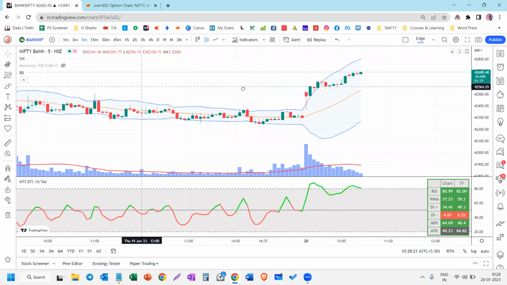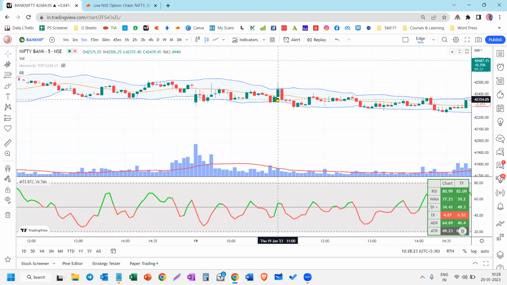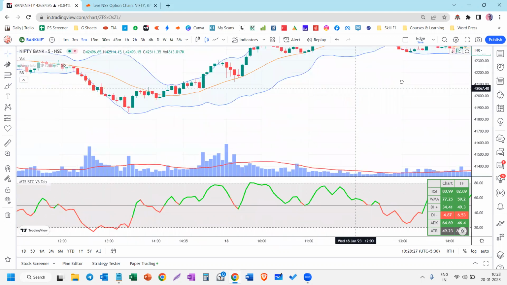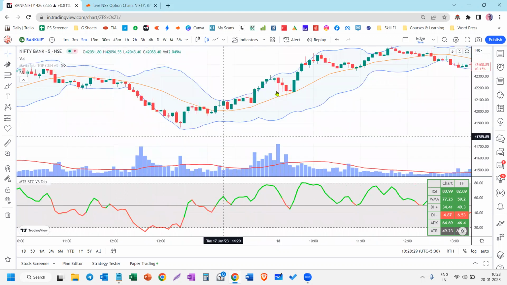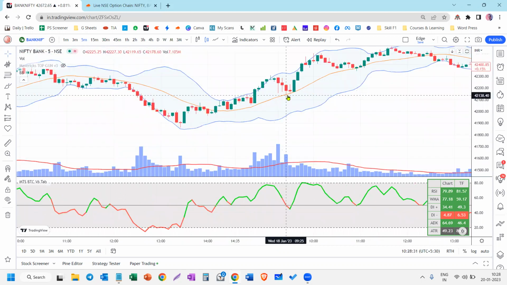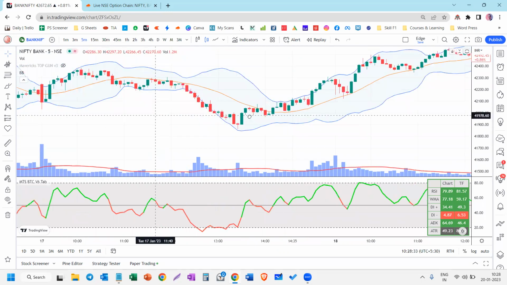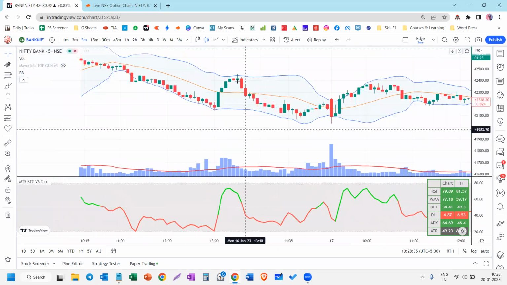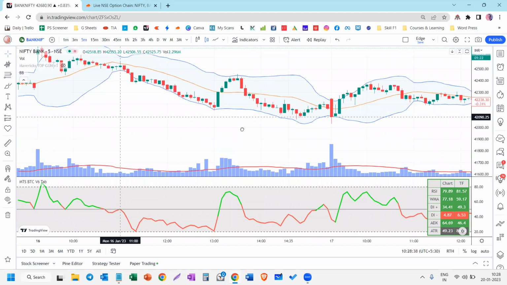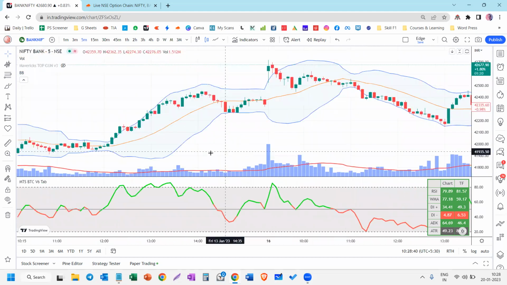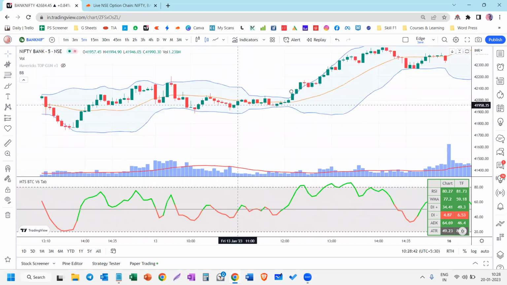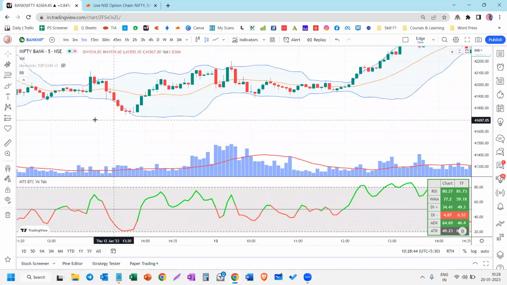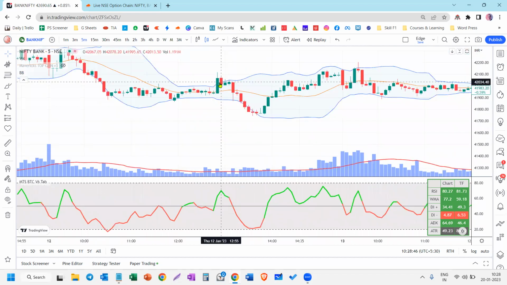Definitely, it works. See over here, one candle up and then down. Over here also, three candles down. It took support on the 20 SMA. Same thing happened here. Same thing happened here. Same thing happened here.